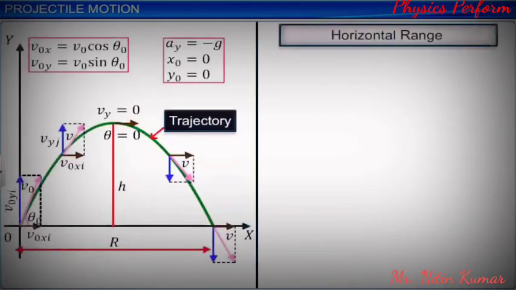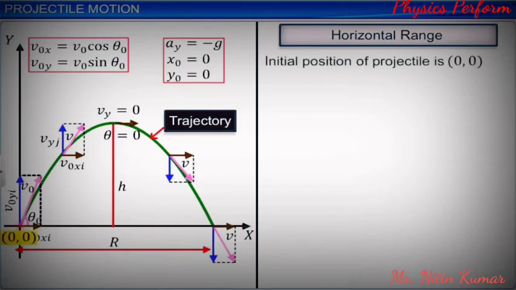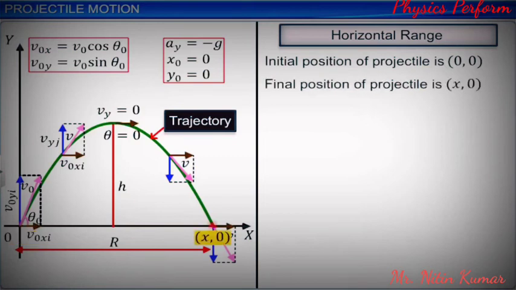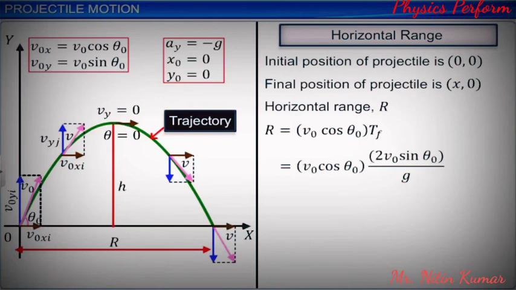What is the horizontal range of the projectile? Here, the initial position of the projectile is 0, 0. The final position of the projectile is x, 0. x is known as the horizontal range R of the projectile. This is the horizontal distance travelled by the projectile during its time of flight, Tf. On substitution and simplification, we get R is equal to v0 square into sin 2 theta divided by g. Let this be equation 9.